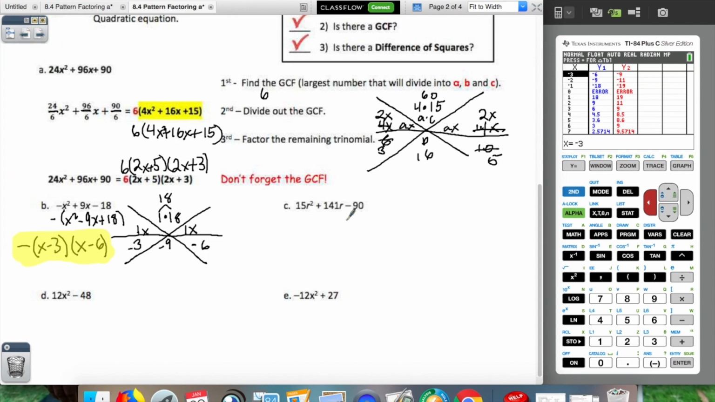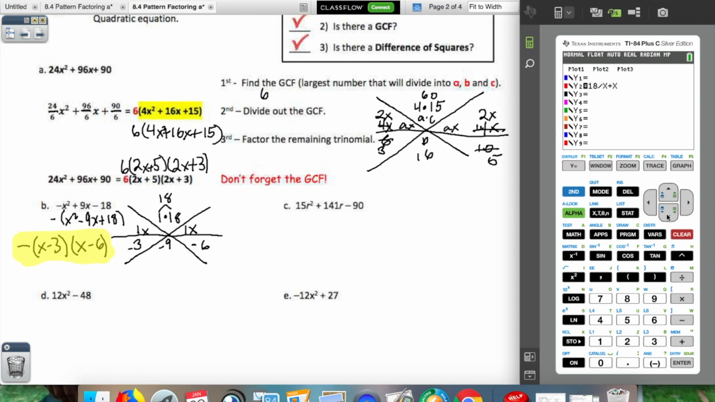We have 15r squared plus 141r minus 90. All those numbers are so big. Let's see if they have a GCF, because I don't want to try to do all of this with all of that. So clear out the calculator, because you got other stuff in there and you don't need it anymore. So again, go in order of A, B, and C. What is my A? My A is 15, so we'll do 15 divided by x. Next, what is my B? My B is 141, so we'll do 141 divided by x.